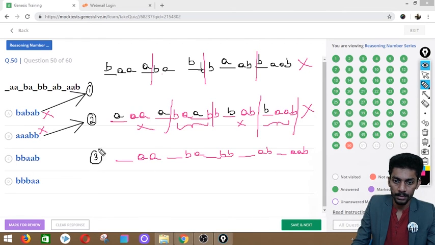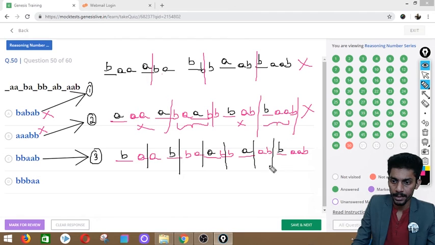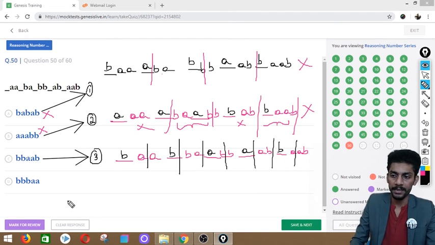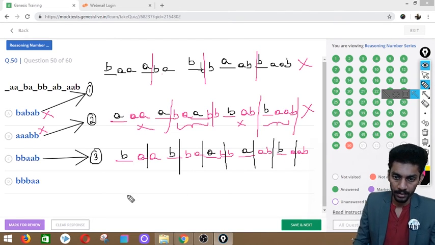So this is according to option 3: B, A, and B. Let's check whether any pattern is followed. We'll take two terms: BA, AB, BA, AB, BA, AB, BA and AB. Yes, there is a pattern followed. What is the pattern followed?